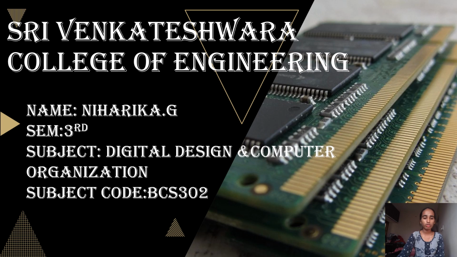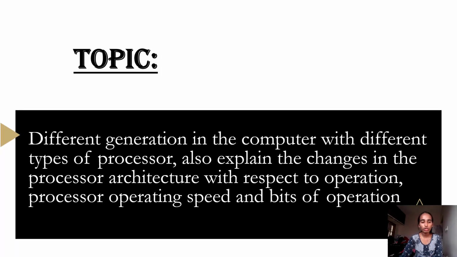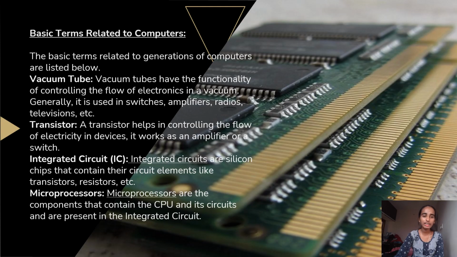I am back with a new topic that is on digital design and computer organization. Let us move on to our topic: the different generations of computers with different types of processors. Also learn about the changes in the processor architecture with respect to the operations, processors' operating speed and the bits of the operating system. Let us learn with the basic terms related to computers.